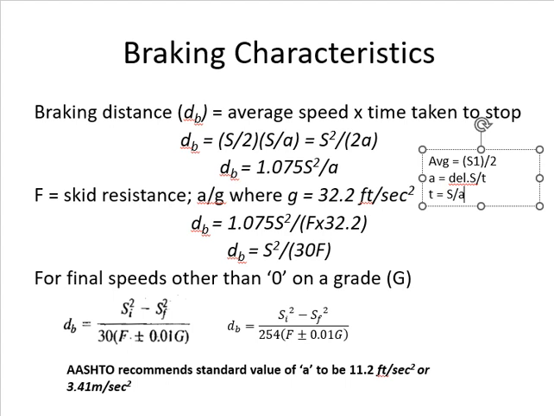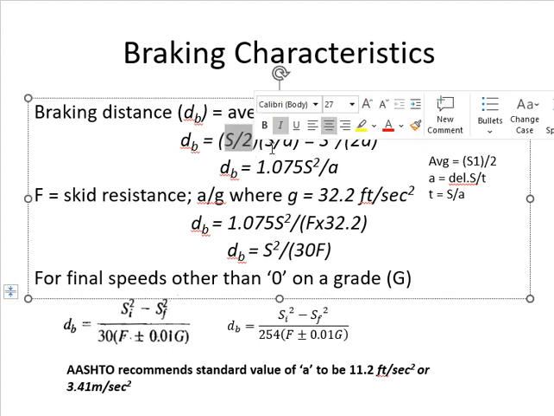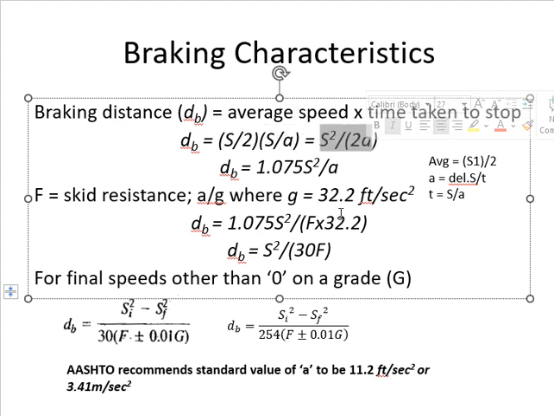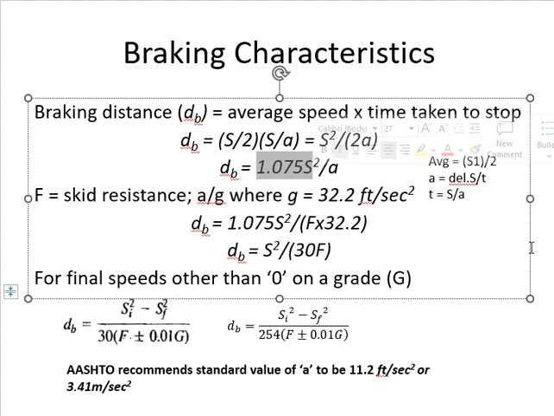It was delta s upon t. A equals delta s upon t. Delta s, we have the final speed as 0, so it's only s now upon t. So a equals s upon t, so t equals s upon a. This is how I got these values. S upon t is basically the average speed, and s upon a is the time. You multiply both of them, you get s square upon 2a, and we know s is in miles per hour. I have to do the conversion. After you do the conversion, divide by a, you will get this number. The conversion should be squared because s is squared.